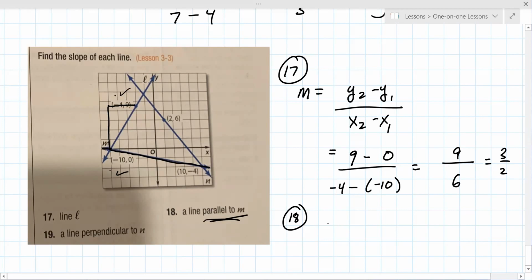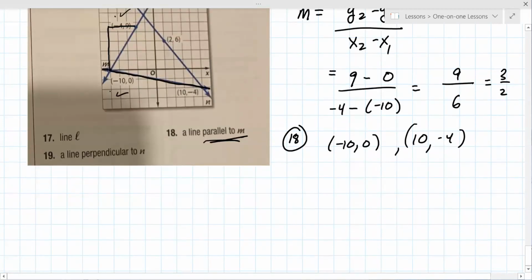You're going to use the ordered pairs negative 10 comma 0 and 10 comma negative 4 to find your slope. Now it should be negative because you're going down and to the right this time. So the numerator is -4 minus 0, y2 minus y1, over 10 minus negative 10.